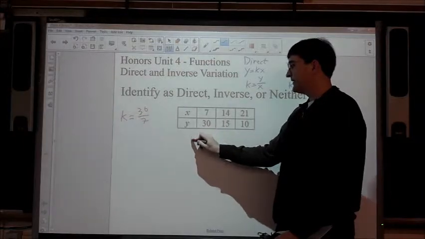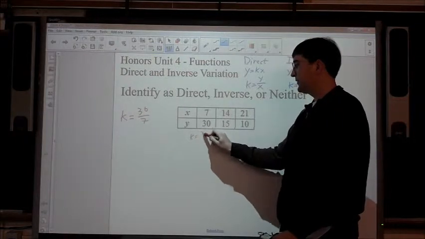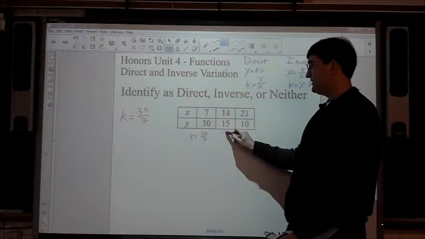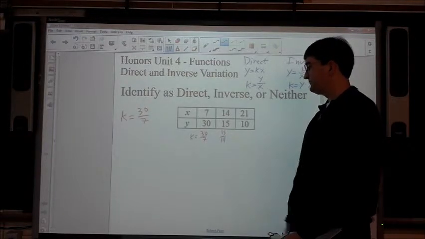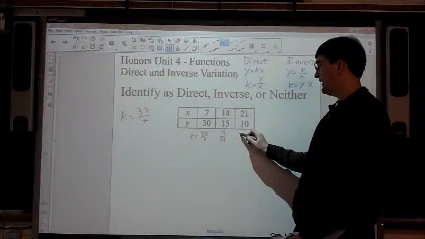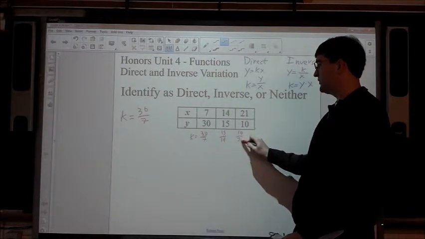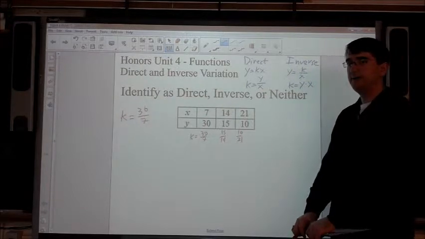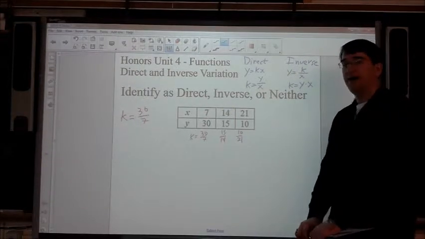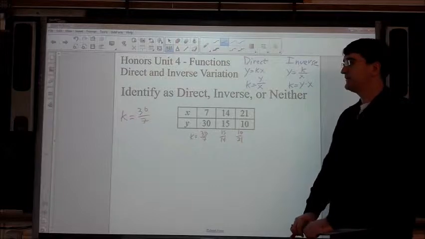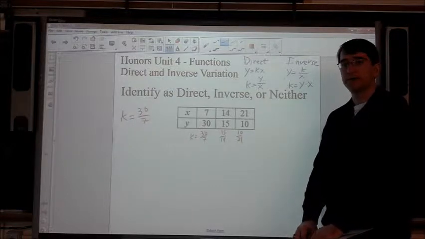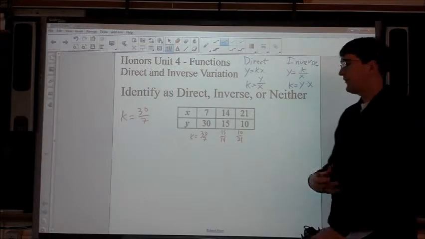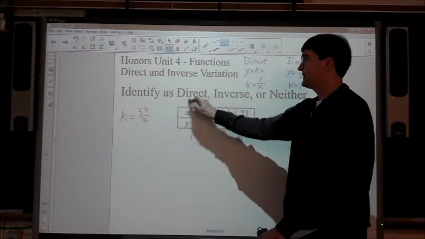So if this is direct variation, then I would get that k is equal to 30 divided by 7. But if I check the very next one, I get 15 divided by 14. And the next one after that, I would get 10 divided by 21. You type those into the calculator, you're not going to get the same number. This is not an example of direct variation, so this doesn't work. The constant of variation has got to be a constant. It can't change. So it's not direct.